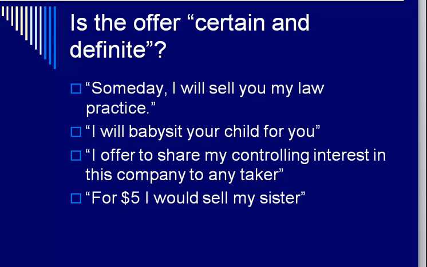I will babysit your child for you. Well, it doesn't say when, it doesn't say how much. It's just a general invitation to negotiate. It's a pre-offer. I offer to share my controlling interest in this company to any taker. Well, the problem is money is not specified here, and as we'll see below, money is often a required element. For $5, I would sell my sister. Again, that's probably going to be considered not objectively reasonable as an offer, and it would not qualify as a certain and definite offer.